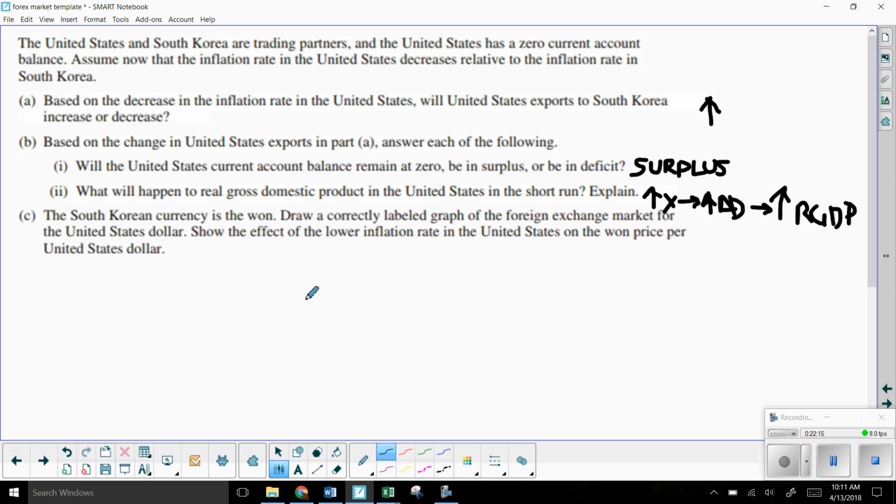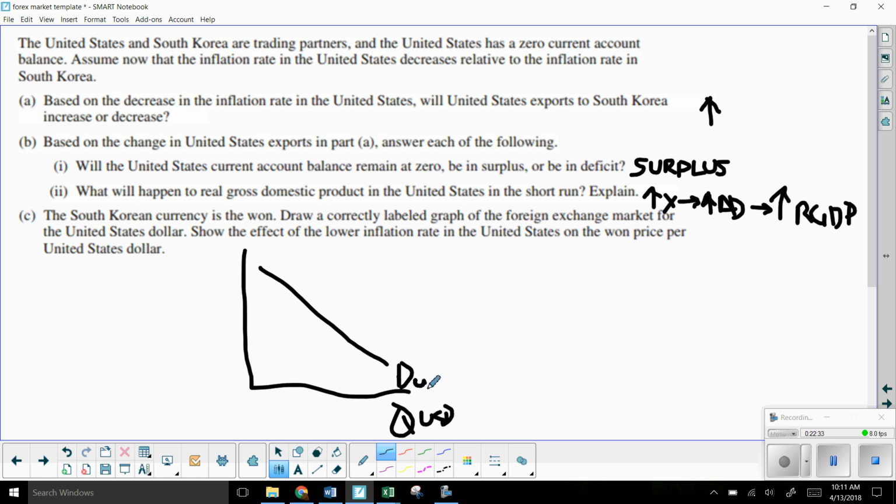Okay? All right, the South Korean currency is the won. Draw a correctly labeled graph of the foreign exchange market for the dollar. Okay, so here's our graph. This is the market for dollars. So here's quantity of US dollars. Here's our supply. Oops, that's our demand curve actually, but we'll go ahead and make that demand for US dollars. I'm going to just use a U to shorten things here, but I would really probably like to write USD. There's supply of US dollars. Remember, this is the market for US dollars, right? And labeling is vital on these things because they know students will be confused.